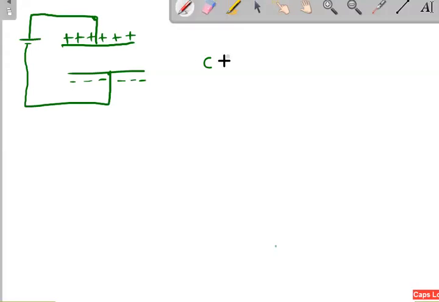C is equal to epsilon A divided by D. Say for example, if epsilon is constant, epsilon means the permittivity of the medium. What is the permittivity of the medium? If it is free space, that is epsilon naught.